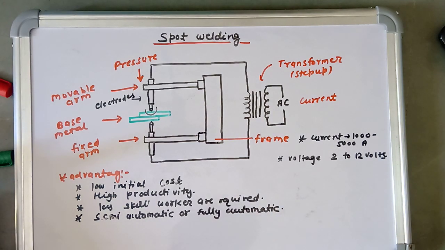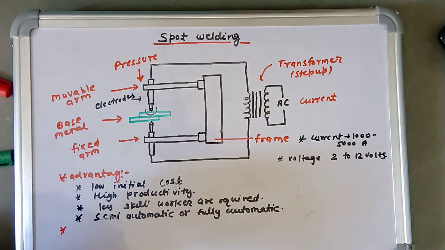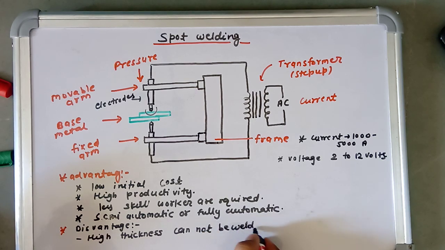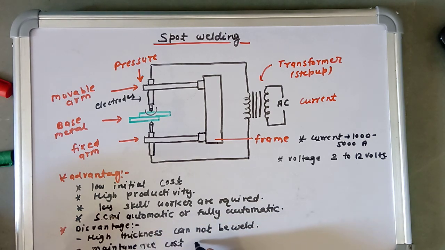The disadvantages of spot welding are that high thickness cannot be welded by this welding process. Also, skilled workers are sometimes required for maintenance purposes, so maintenance cost is also high.